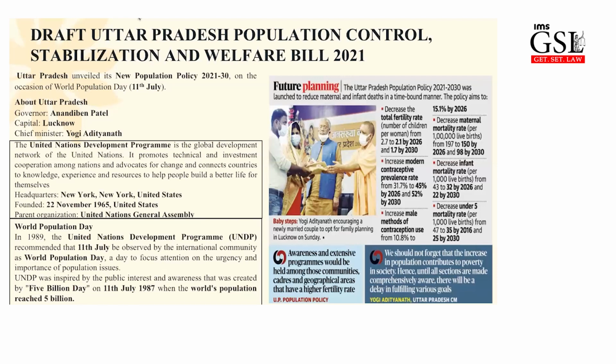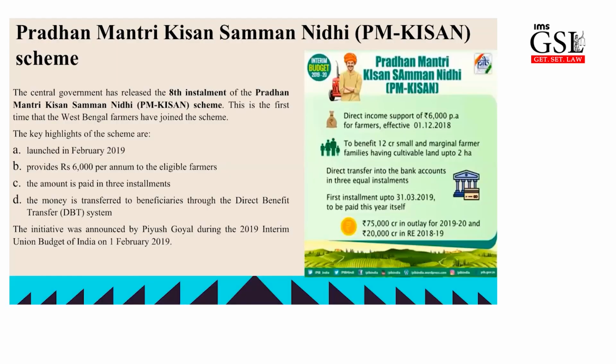Right. So yeah, that's about the new population policy that has been unveiled by the Yogi Adityanath government in Uttar Pradesh. Let's move on to Pradhan Mantri Kisan Samman Nidhi, the PM-KISAN scheme. The central government has released the 8th installment of the PM-KISAN scheme. This is the first time that the West Bengal farmers have joined the scheme.